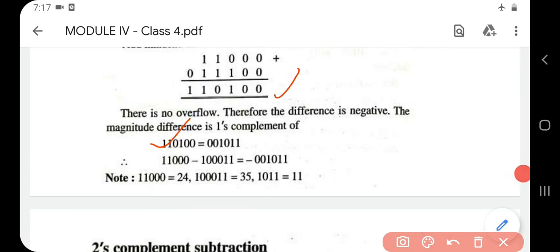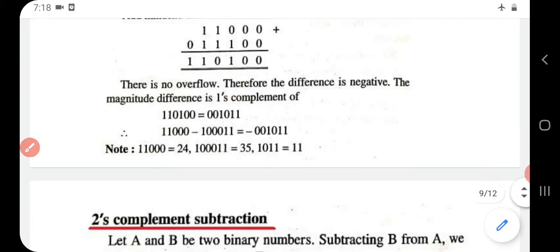Now just take the ones complement, that is ones will become zeros and zeros will become 1. This is the result, and just put a negative sign there also. Why? Because there is no overflow, so the number obtained will be negative. When you learn this first, it will be a little confusing, but when you work out the examples and go through the steps thoroughly, then it will be easy to calculate. Just understand the differences in calculation.